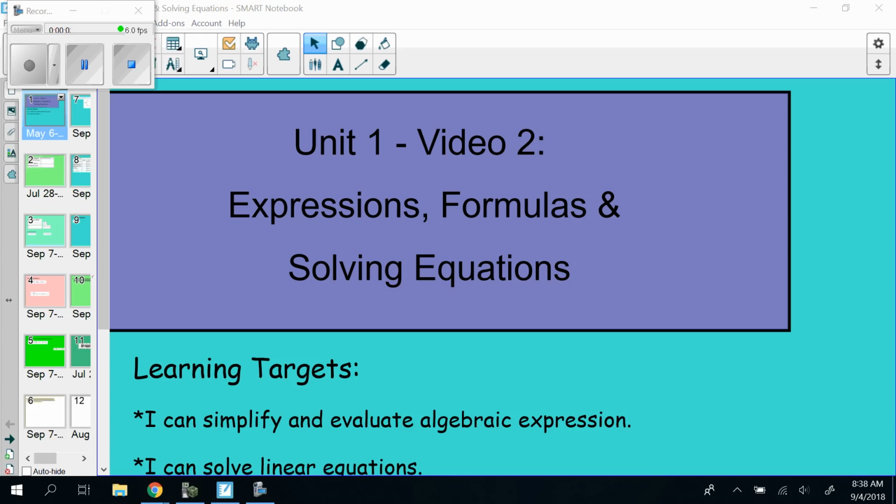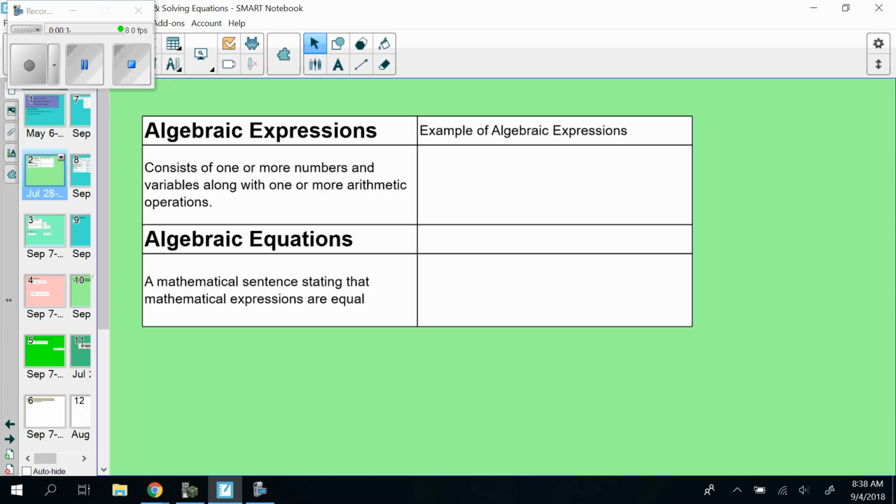All right, today we're going to be looking at expressions, formulas, and solving equations. And we want you in this lesson to be able to simplify and evaluate an expression and solve a linear equation. Algebraic expressions consist of one or more numbers and variables along with one or more arithmetic operations.